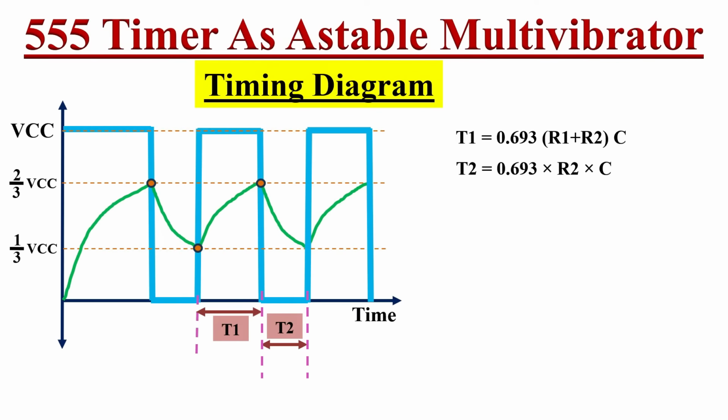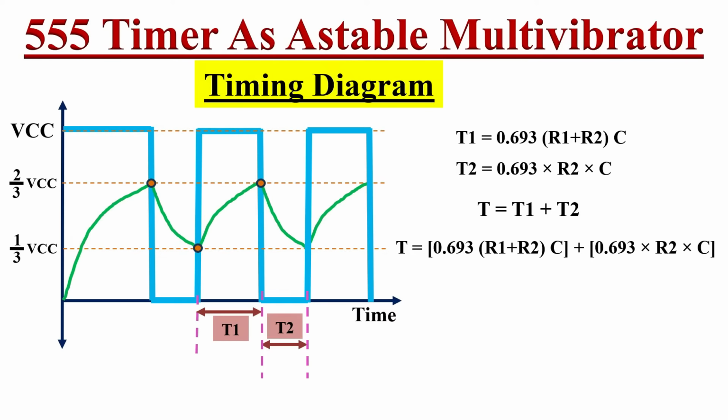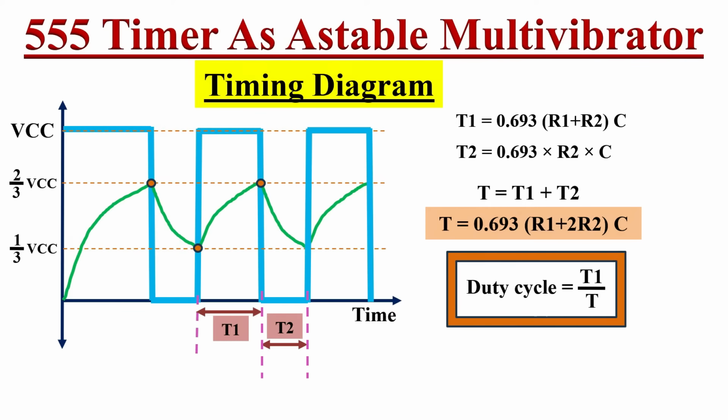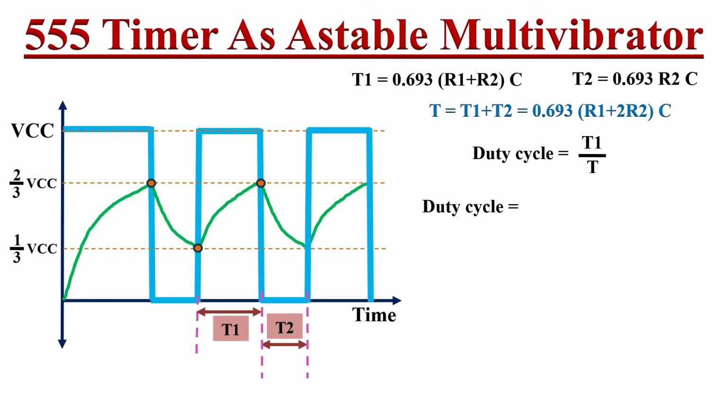Now over here, the total time period T will be equal to T1 plus T2. We can write this like here. If you simplify this equation, T equals 0.693 times (R1 plus 2 R2) into C, and the duty cycle can be represented as on time T1 divided by total time period T. So the duty cycle can be written as 0.693 times (R1 plus R2) into C divided by 0.693 times (R1 plus 2 R2) into C.